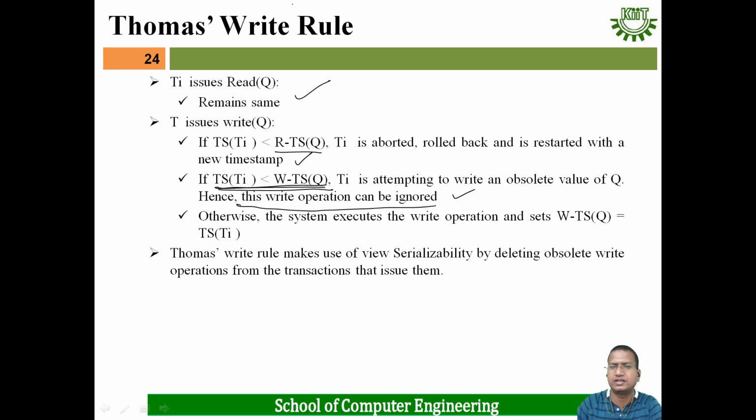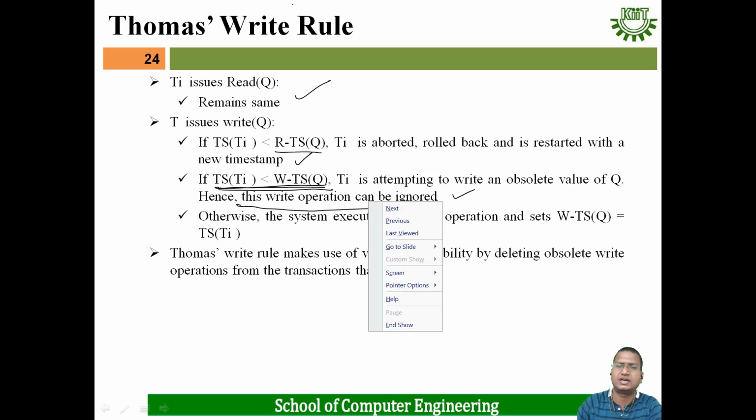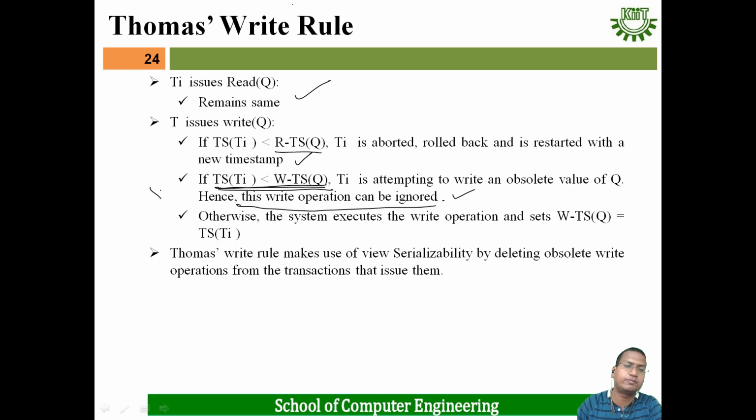This write operation can be ignored, but in the case of the timestamp protocol, these write operations cannot be performed. The whole transaction has to be rolled back and the transaction has to be scheduled later on. And this is the difference between the Thomas Write rule and the timestamp protocol. The timestamp protocol guarantees conflict serializability, and the Thomas Write rule makes use of view serializability by deleting obsolete write operations from the transactions that issue them.